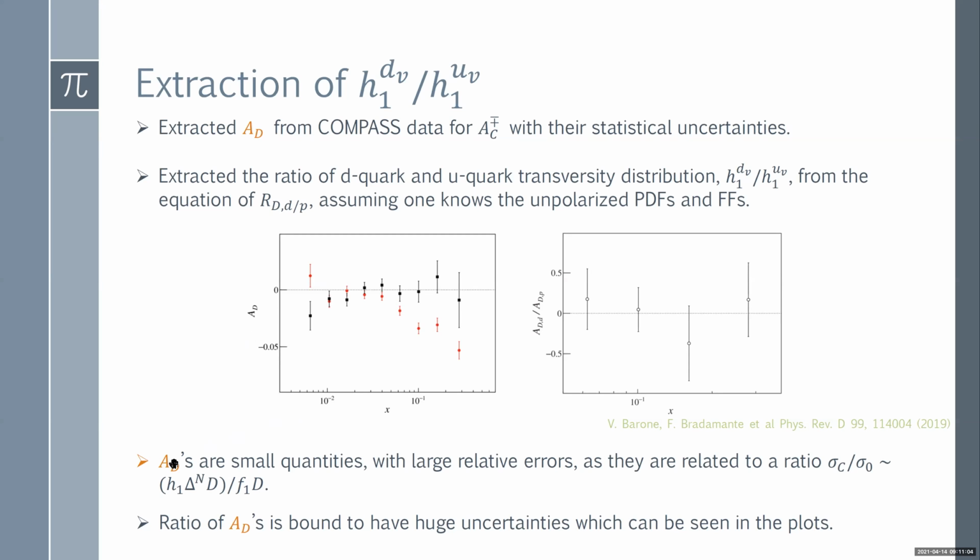So from these plots, we see that these difference asymmetries are small quantities with relatively large errors, and it's mainly because it is related to the ratio sigma c upon sigma 0, which is proportional to this particular factor over here. We will see that in the numerical estimates after giving the parameterization. And if we take the ratio of these difference asymmetries, although the difference asymmetries are small quantities with relatively large errors, the ratio is bound to have a huge uncertainty, which can be seen in these plots over here.